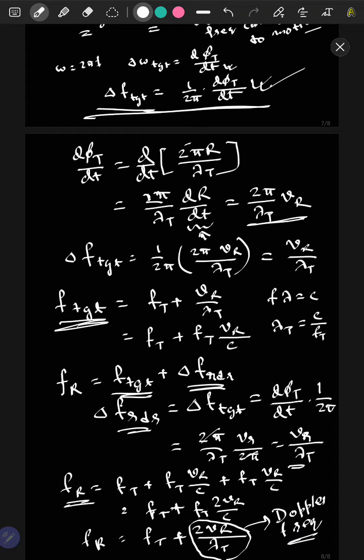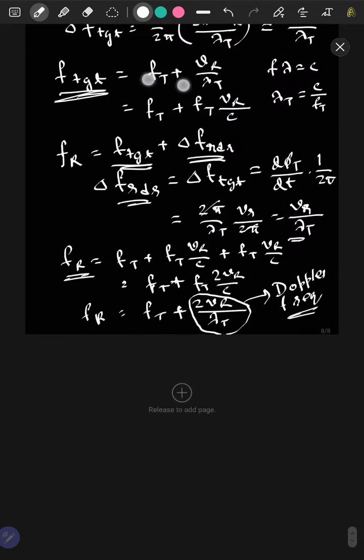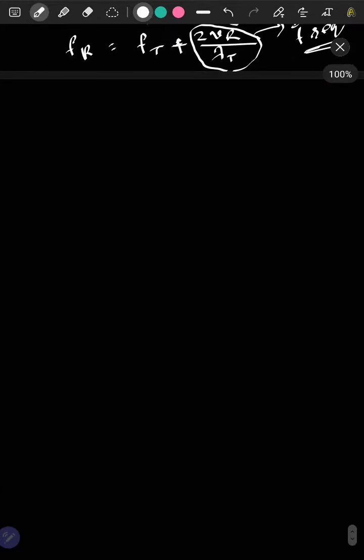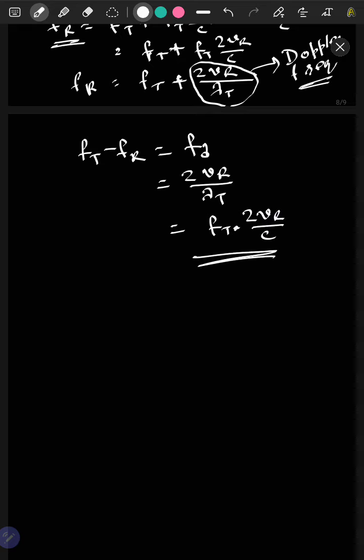So if we do Fr minus Ft, that will give us our Doppler frequency, which is nothing but twice Vr by lambda t, or Ft into twice Vr by c. Okay, so that's the derivation.